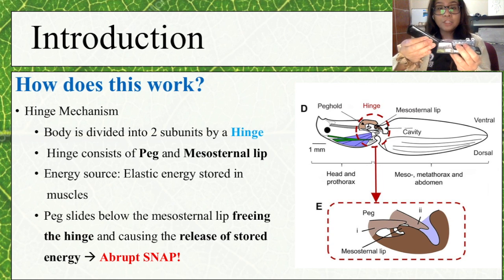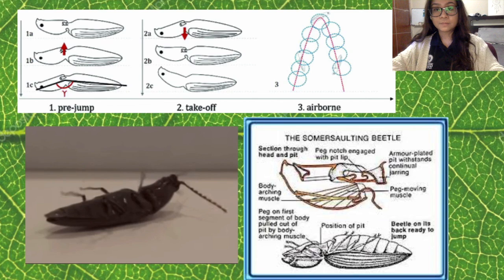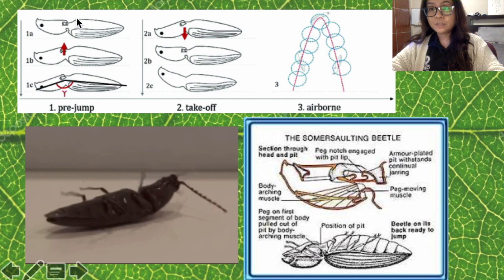So once that contraction is stopped, the energy is released, causing the snap and launches the beetle up into the air. So here are some pictures that better explain it. So here, this is when the beetle lands on its back, and here the head is starting to flex, and at the same time, tension and elastic energy is being stored in this peg moving muscle.